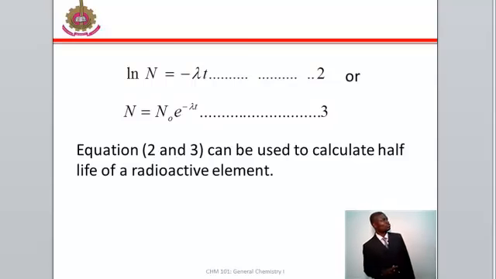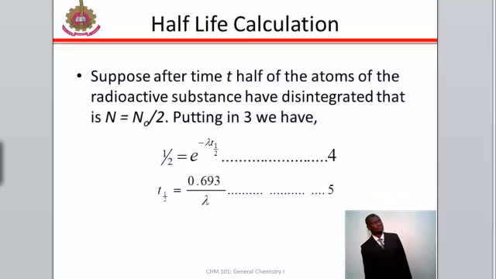Turning equation 2 to the exponential form, we have N = N₀ e^(-λt). Equations 2 and 3 can now be used to calculate the half-life of a radioactive element. Half-life calculation. Suppose after time t, half of the atoms of radioactive substance have disintegrated, meaning that N becomes N₀/2. Here, N₀ is the initial amount. N is the amount remaining after a particular time. So when half of the original amount has disintegrated, what you are talking about is the half-life.